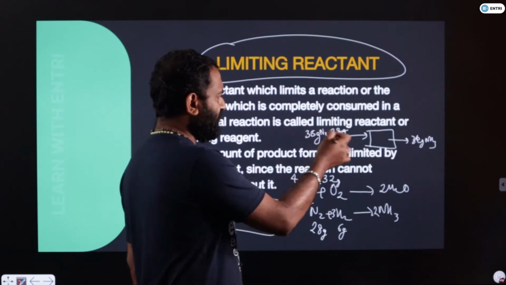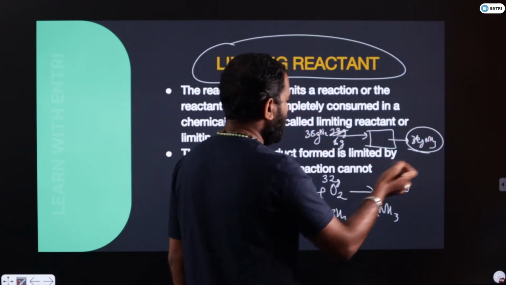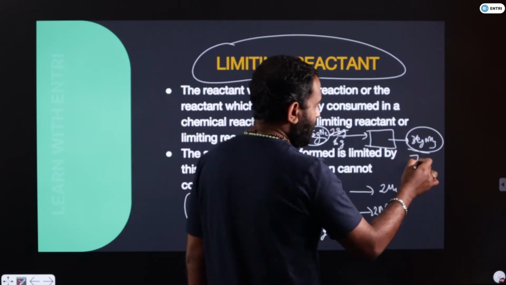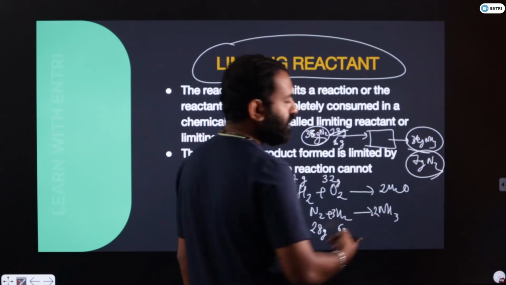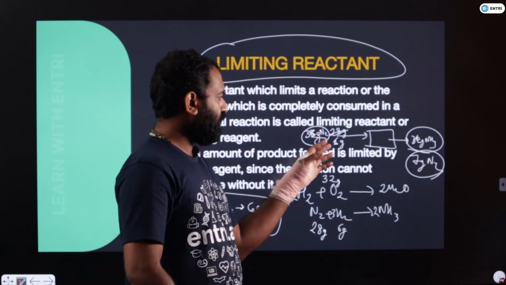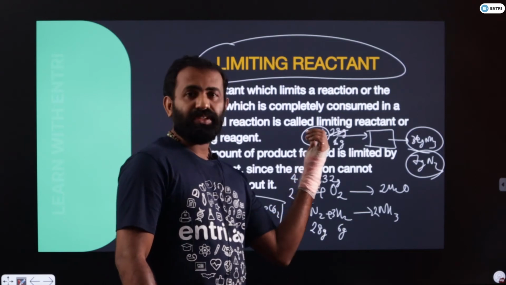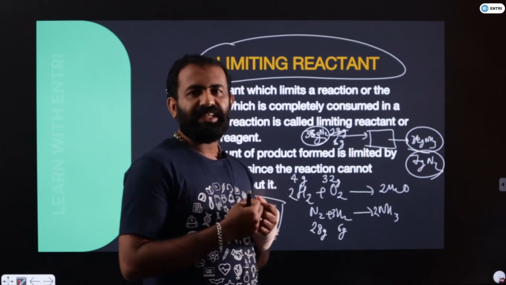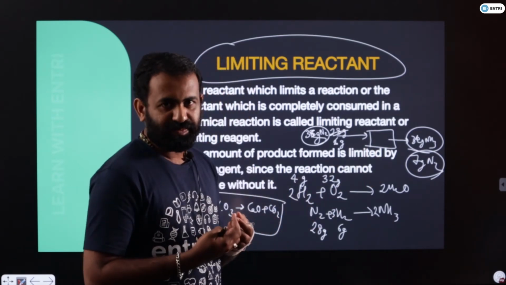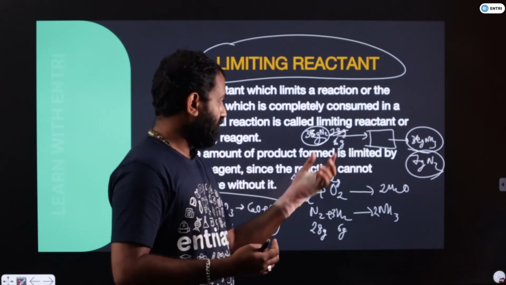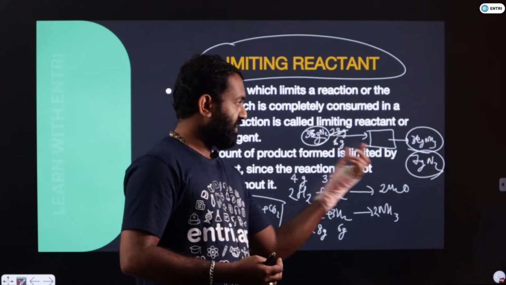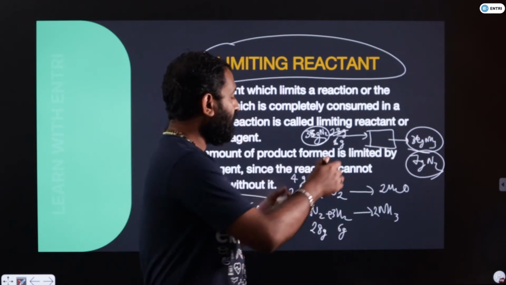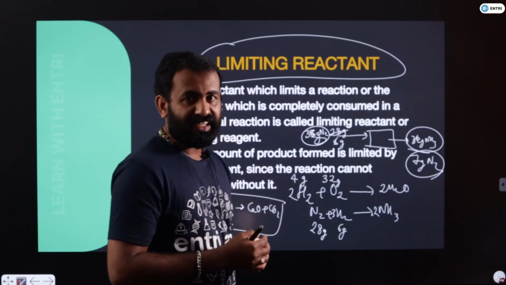So, 28 gram nitrogen combined with 6 gram hydrogen gives 34 gram ammonia. Then an extra 7 gram nitrogen is left over. This 7 gram nitrogen is in the product stream, because there is no more hydrogen to react with it. Sorry, nitrogen is the excess reactant, because there is an extra amount of nitrogen, that is 7 gram nitrogen, in the product stream. Here hydrogen is the limiting reactant.